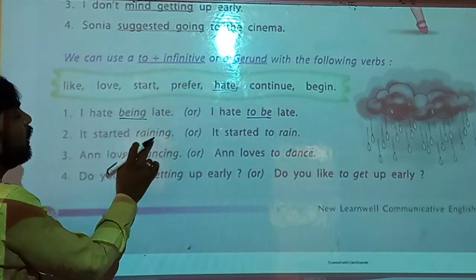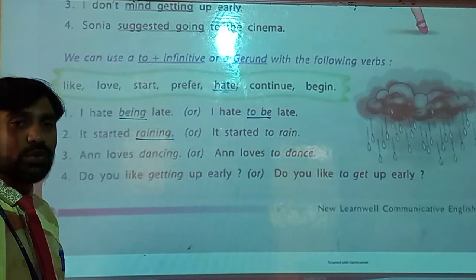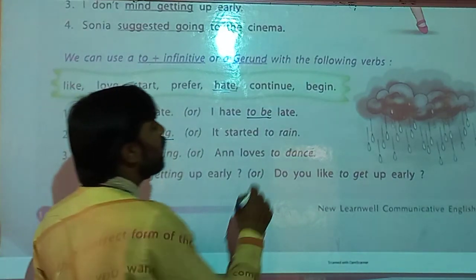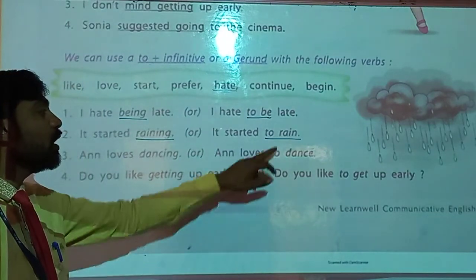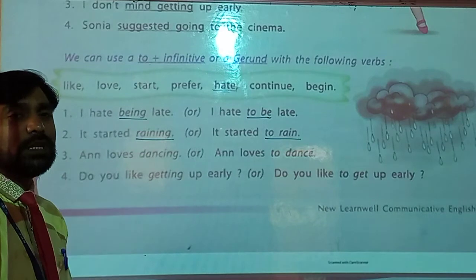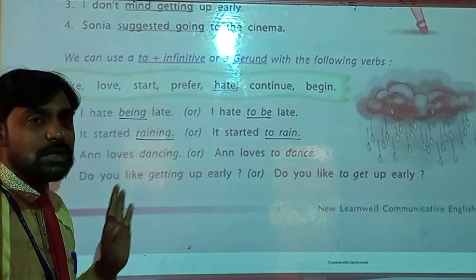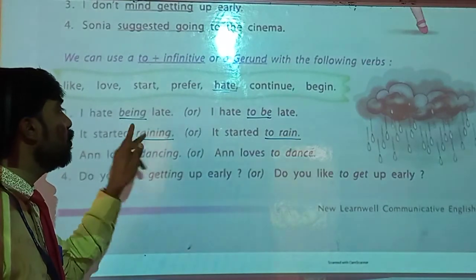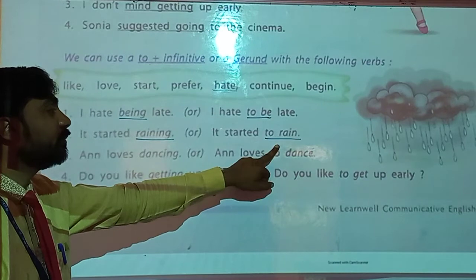It started raining. It is gerund form. बारिश शुरू हो गई है. It started to rain. We use here infinitive form. Meaning is same. In both sentences meaning is same. यहाँ भी meaning वही है. Here also the same meaning is there. But we are using here gerund form and here infinitive form.